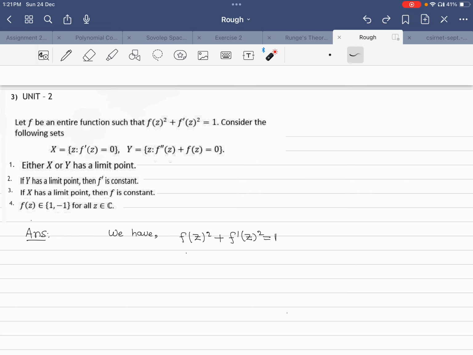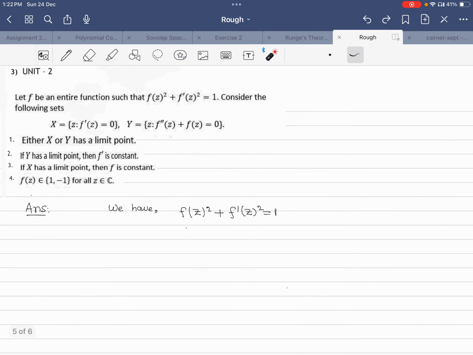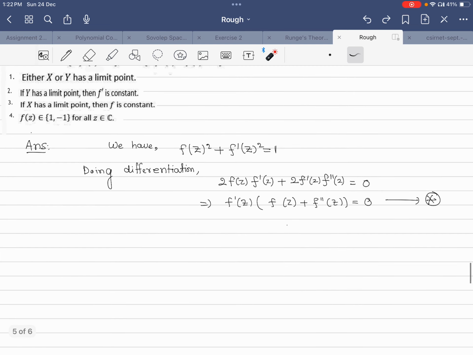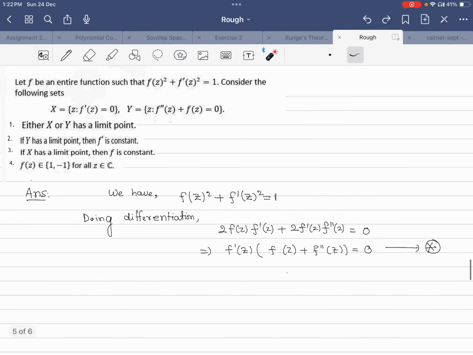Now, if we do differentiation, I mean, why did they choose Y like that and X like that? There is a catch actually. So if we do differentiation, then we get 2 f z f prime z plus 2 f prime z f double prime z. Now if we do some manipulations, we get that thing. Okay. Now, from here we can see why they have chosen X and Y like that. Okay, right. So that is the thing.